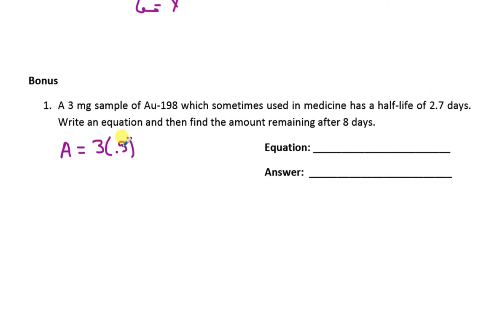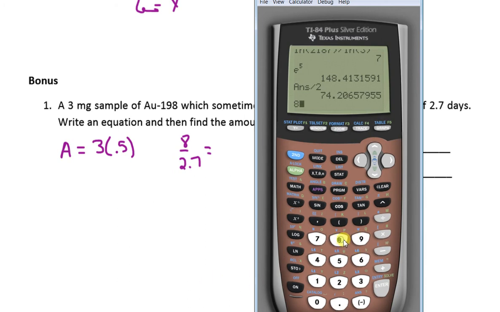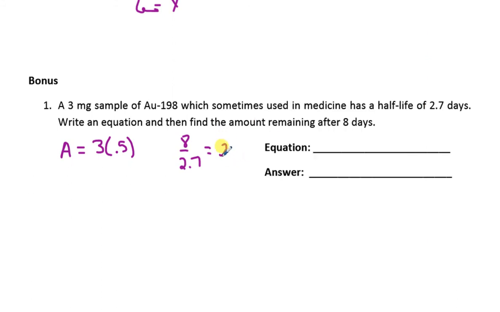So every 2.7 days, it's going to cut in half. So 8 divided by 2.7 is really my time period in this. It's not years, it's not days, every 2.7 days it's going to get cut in half. And so after 8 days, I'm going to cut it in half 8 divided by 2.7 times. So 8 divided by 2.7, 2.963. So about 3 time periods.